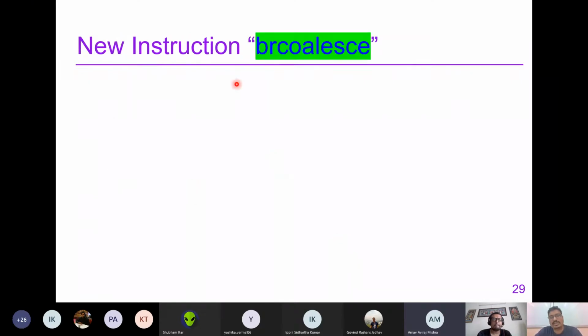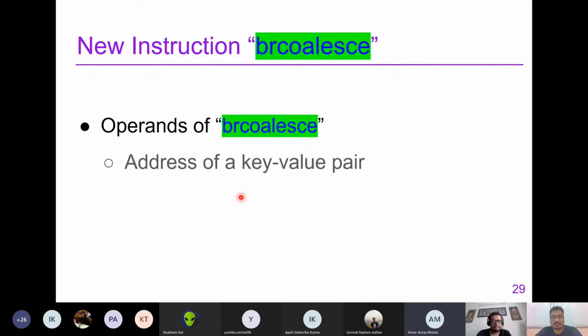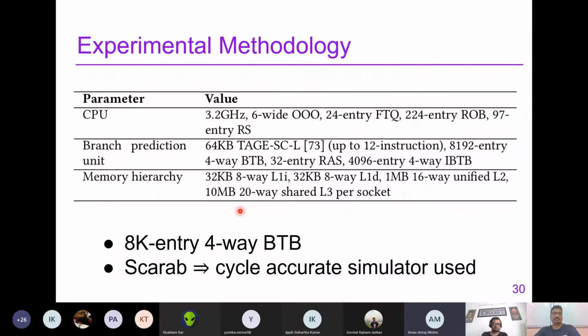To do this, they have introduced a new instruction, which is branch coalesce. Branch coalesce takes two values as input. One is the address of a key value pair, and the second is an 8-bit bitmask, which indicates how many consecutive entries we are prefetching. The functionality is to prefetch the multiple consecutive entries. Now we will look into the simulator results.